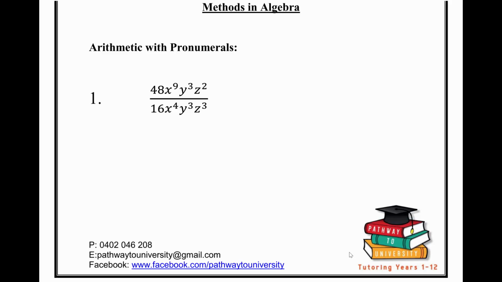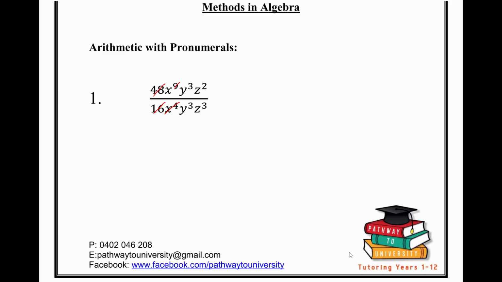Question 1. We want to cancel out what's common on both the numerator and the denominator. To begin with, we can see that 48 is being divided by 16, which simply becomes 3. So we can just cancel it out. X to the power of 9 is divided by x to the power of 4, which simply gives us x to the power of 5, which means we can just cancel out the denominator side of x.